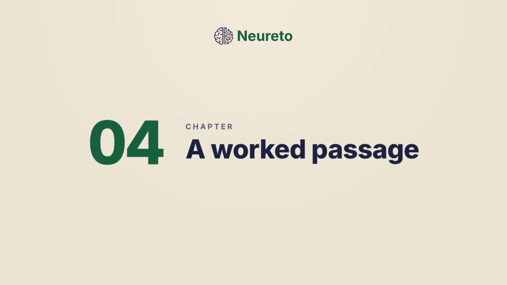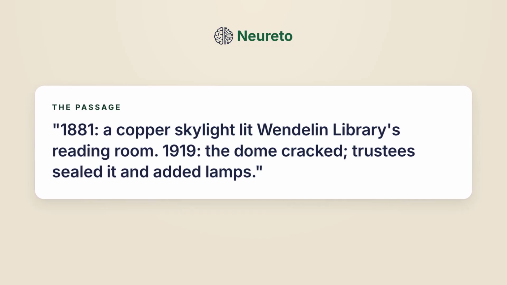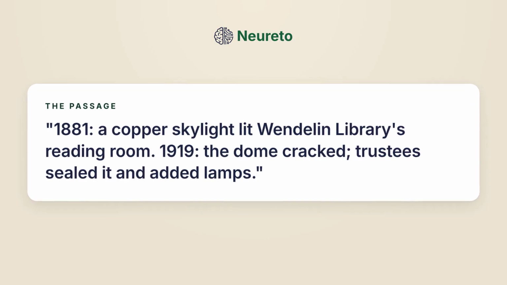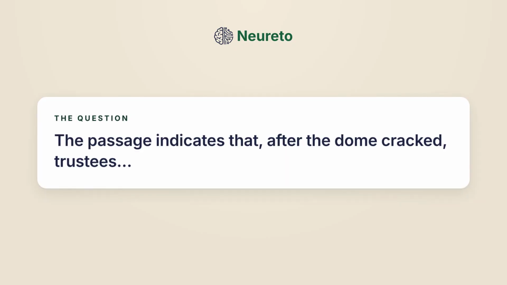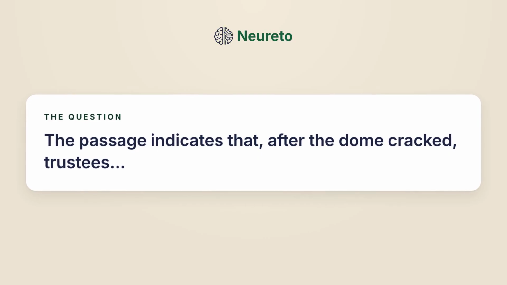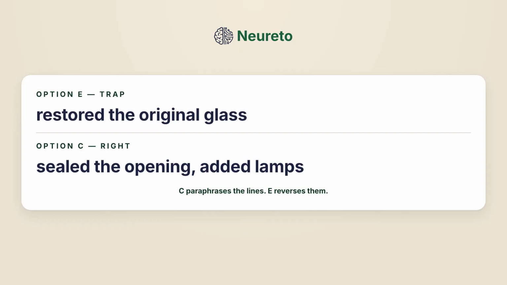A worked passage. A copper skylight lit Wendelin Library from 1881. In 1919, the dome cracked. Trustees sealed it and added electric lamps. The stem: the passage indicates that after the dome cracked, trustees did what? Option E, restored the original glass. The passage says the opposite. Option C, sealed the opening, added lamps. C is the paraphrase. C is correct.